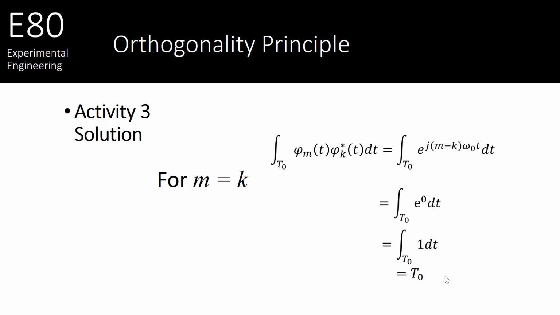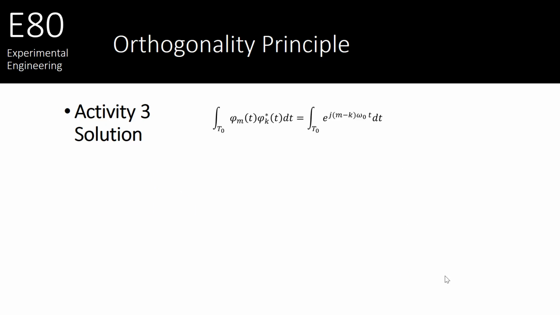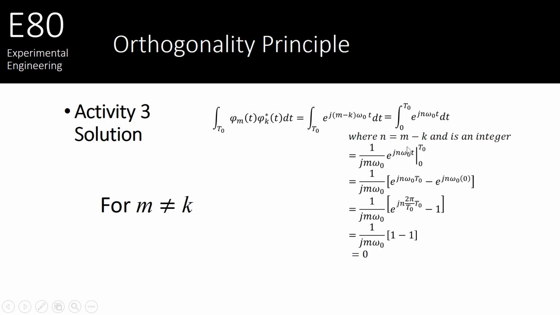So far so good in checking that these basis functions are orthogonal. We'll start just like we did on the last slide, only we'll look at the case when m does not equal k. So if m and k are integers, then m minus k must also be an integer, which in this case we're going to call n. So n is equal to m minus k. Integrating this over some fundamental period, 0 to T0.